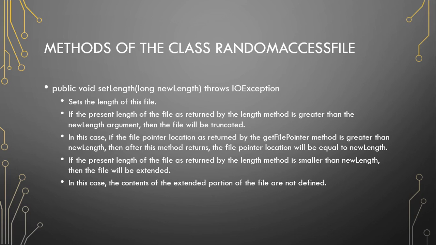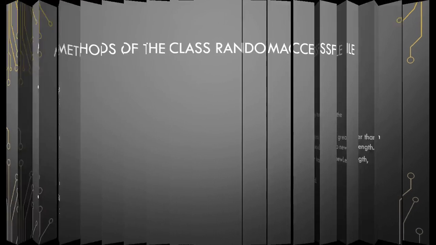Now, if the present length of the file as returned by the length method is greater than the new length argument, then the file will be truncated. In this case, if the file pointer as returned by the getFilePointer method is greater than the new length, then after this method returns, the file pointer will be equal to the new length. If the present length of the file is smaller than the new length, then the file will be extended. In this case, the contents of the extended portion of the file are not defined. And lastly, we have our close, which simply closes the stream connection.